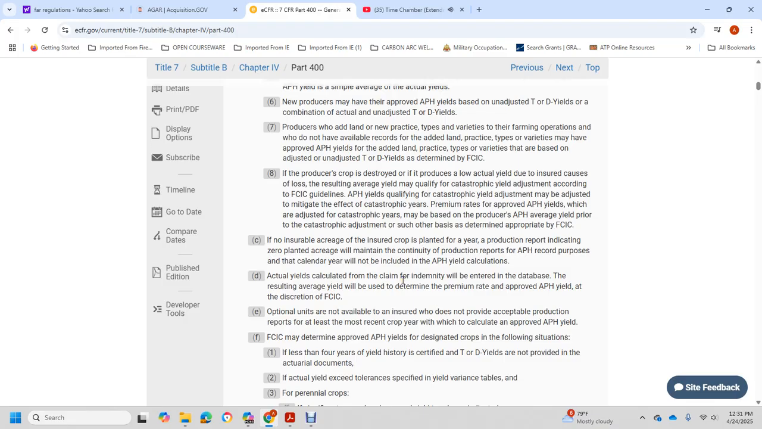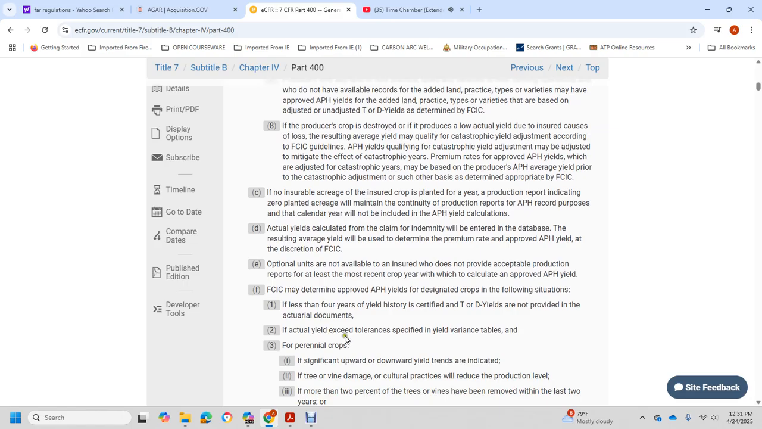Less than 4 years of yield history, with the certified T and D yield, where the insured does not provide the accrual documents, or if the actual yield will exceed the tolerance specified in the yield variance tables.